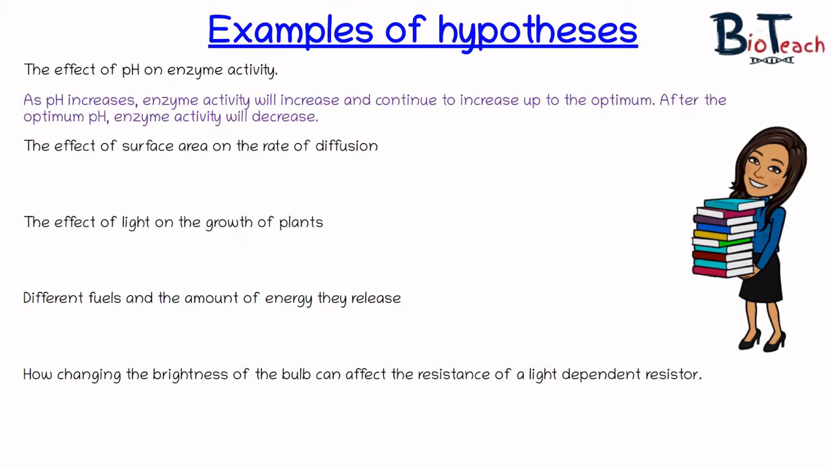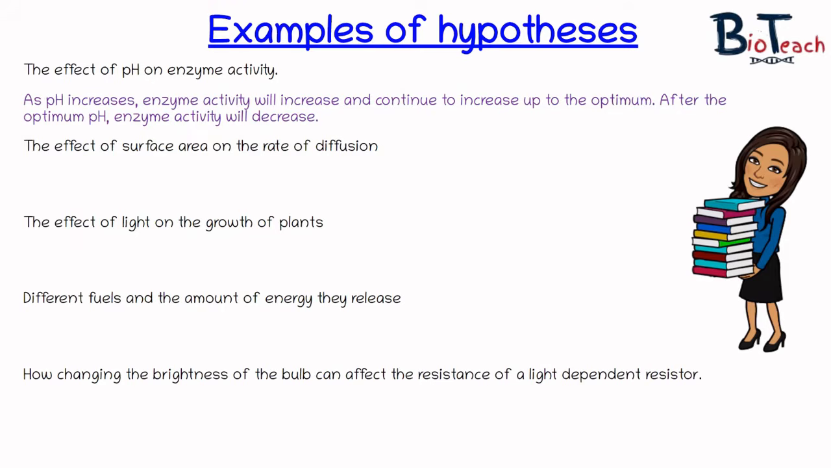So the first one, which is asking about pH, you should have something along the lines of, as pH increases, the enzyme activity will also increase up to the optimum, and after the optimum, it will decrease. If you didn't mention the optimum pH, you wouldn't get the marks for the hypothesis, as the examiner wants to see that you know that enzymes have optimum conditions within which they work. So this is what we call a slightly more advanced hypothesis than your simplistic one.